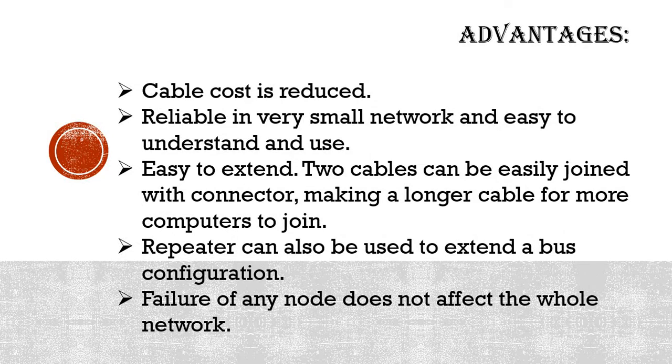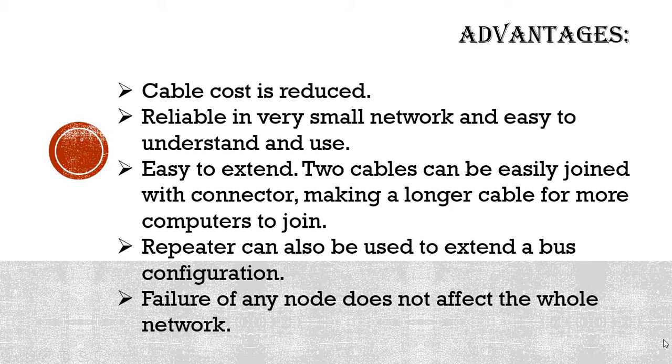Advantages: cable cost is reduced, reliable in a very small network, and easy to understand as well as use. Easy to extend. Two cables can be easily joined with a connector, making a longer cable for more computers to join. A repeater can also be used to extend the bus. Failure of any node does not affect the whole network.